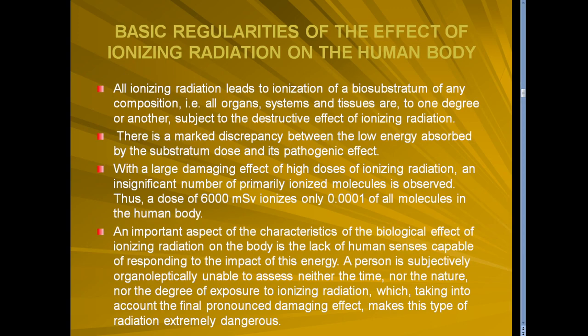On this slide, you can see basic regularities of the effect of ionizing radiation on the human body. Among the main patterns are the following. All ionizing radiation leads to ionization of a biosubstratum of any composition, i.e. all organs, systems and tissues are, to one degree or another, subject to the destructive effect of ionizing radiation. There is a marked discrepancy between the low energy absorbed by the substratum dose and its pathogenic effect.